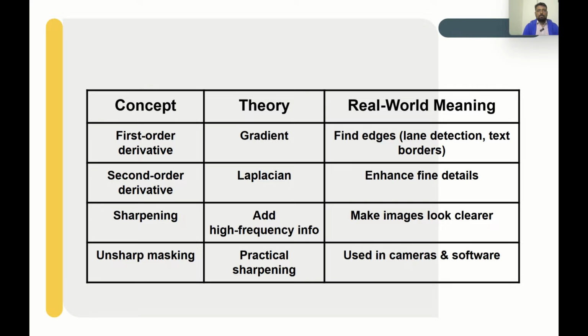So this is the conclusion: first order derivative, second order derivative, sharpening and unsharp masking. These are the theory points, and what is the real-world meaning? The first order derivative is used to identify edges, like lane detection or text borders. The second order can do the same, but it enhances the fine details, with a much more detailed output. Sharpening makes the image look clearer, but unsharp masking gives you practical visibility, enhancing the image without disturbing it too much. That is achieved by using unsharp masking. Okay, so this was all about the complete class. Thank you very much.